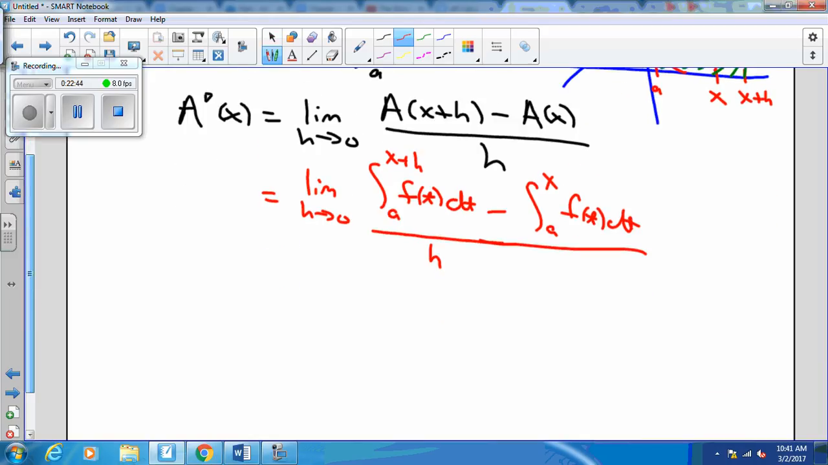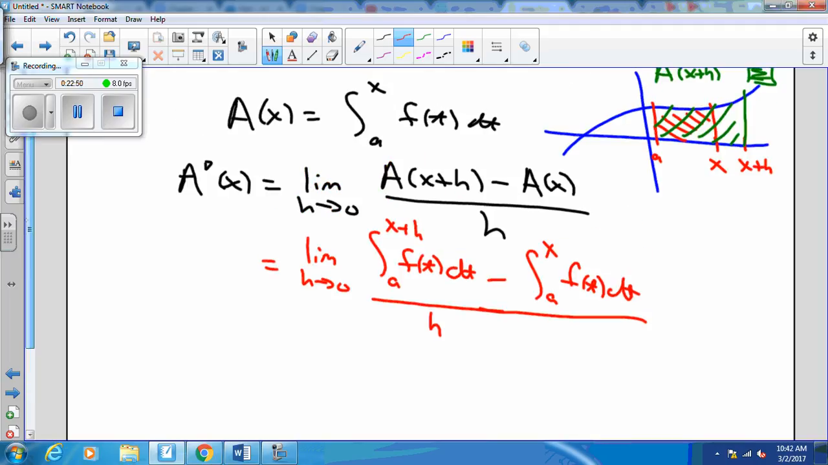And using the additive interval property, I can split A of x plus h into two parts. The first part is the part that is A of x, and the second part is this part right here. And when I subtract, the stuff in red gets clobbered, so that what I'm left with is the limit as h goes to 0 of the integral from x to x plus h of f of t dt.